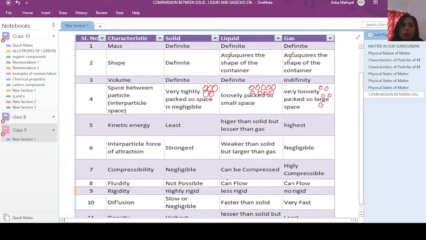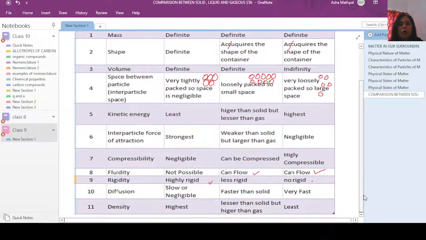Fluidity, it is not possible in case of solid because the particles are tightly packed. Then you can see in case of liquid and the gases, they can flow because the particles are a little bit loosely packed and the force of attraction is also weak. Rigidity, solids are very rigid but liquids are less rigid, and in case of gases there is no point of rigidity even.